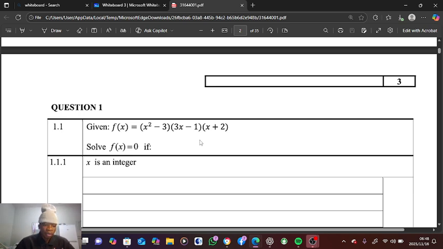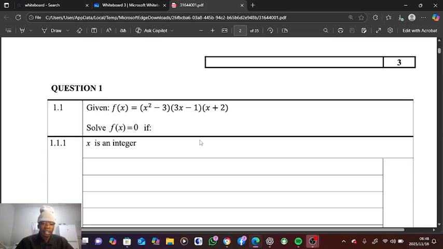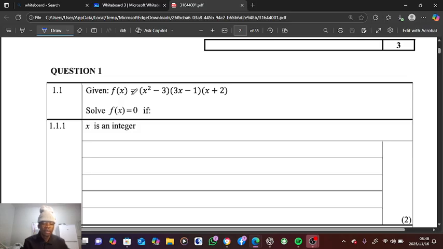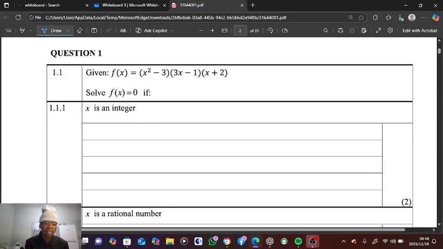On question 1, we are going to deal with algebra. Here we're given a function. They say f at x is equal to x squared minus 3, times 3x minus 1, times x plus 2, right? They say solve for x if f at x is equal to 0. On 1.1.1 they say x is an integer. So we have to solve for x if x is an integer, right?